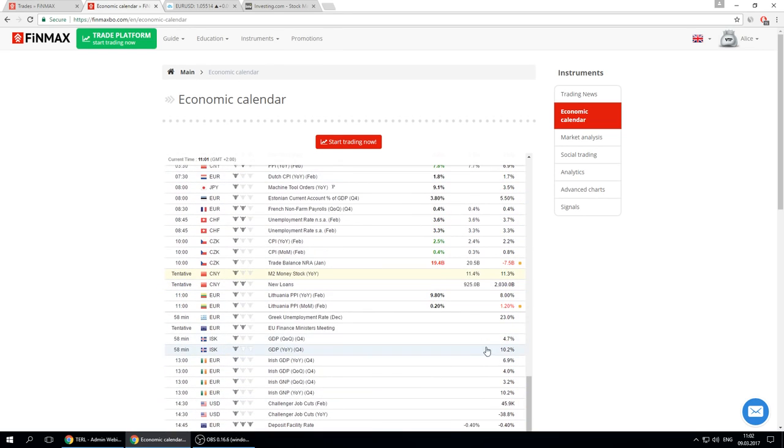Let's check what's going on in the market and what will happen next, in order for us to be aware of something that can influence the market, can influence our trade. As far as we see, within the next hour, within the next half an hour, there won't be anything important on the market. So we can freely trade, taking into account the fundamental factor.